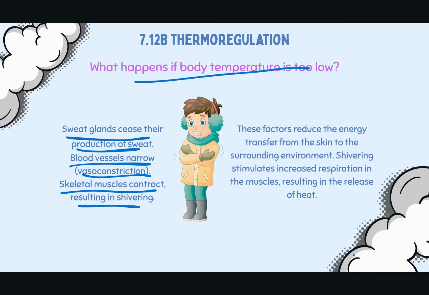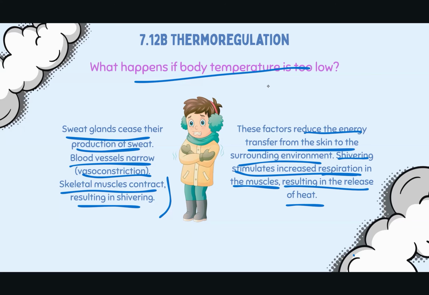Now, again, for them to contract, what does that mean? Shivering stimulates increased respiration. So muscles have to contract and relax. That means we need more mitochondria, lots of respiration, releasing energy, but this time the energy that's released warms the body up. So not producing sweat and vasoconstriction reduce the energy transfer from the skin to the surrounding environment.